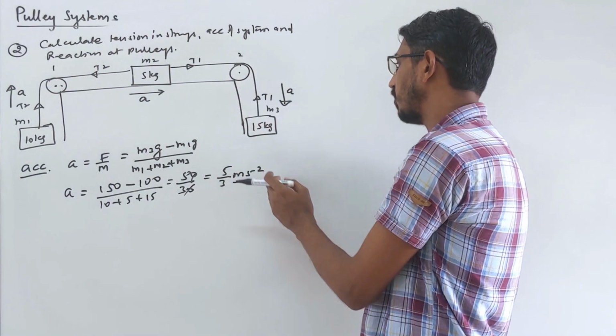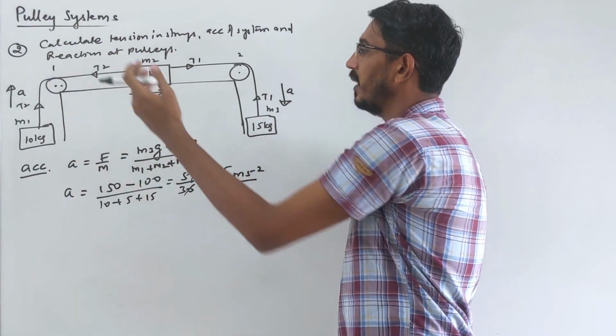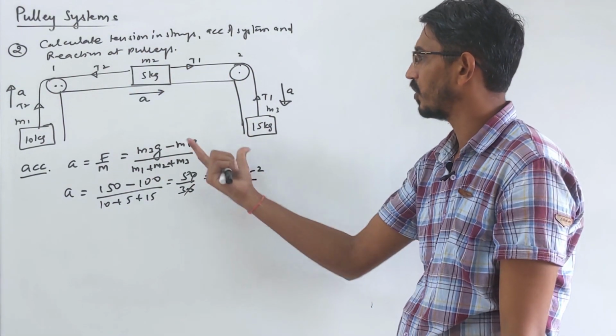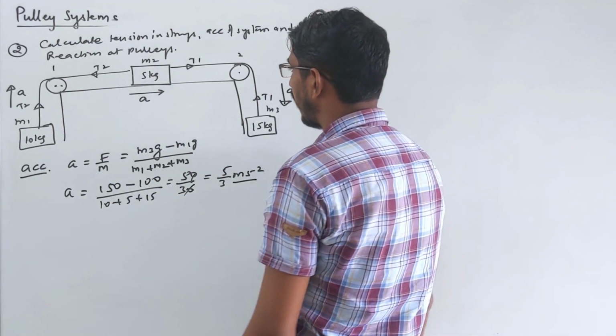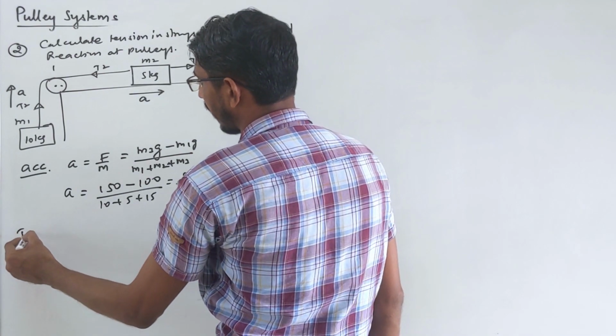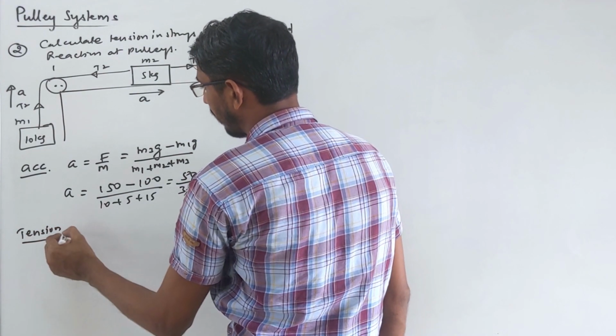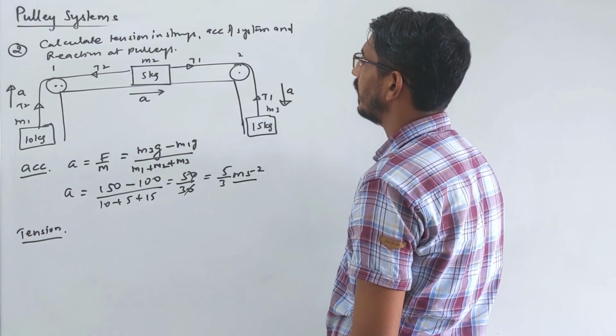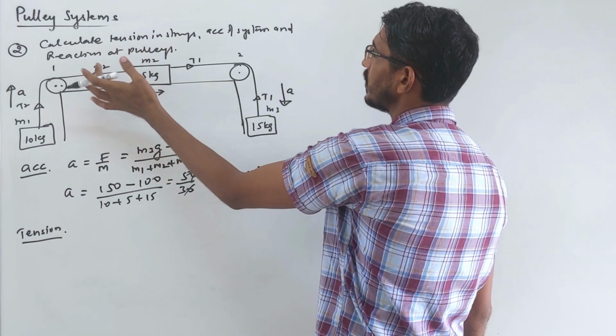Even if you attach one more block here or one more block horizontally, it doesn't affect your calculation, same way you have to follow. Now we have to calculate tension in the strings, okay? So tension we are calculating, we have to take FBD. Let's take FBD. You cannot take FBD of this one because T1, T2 both are unknown.